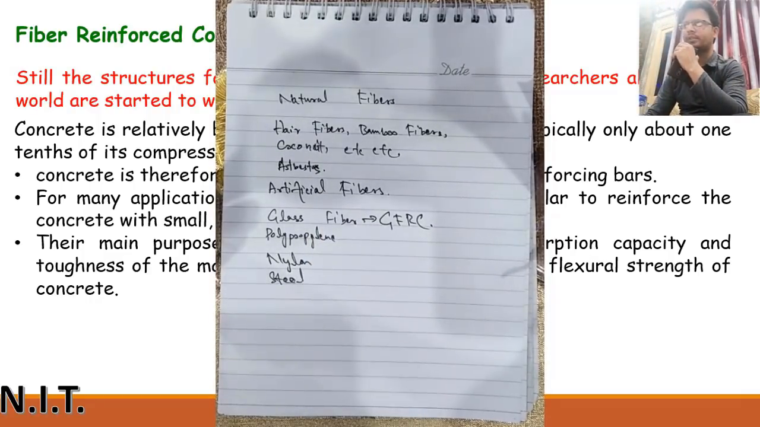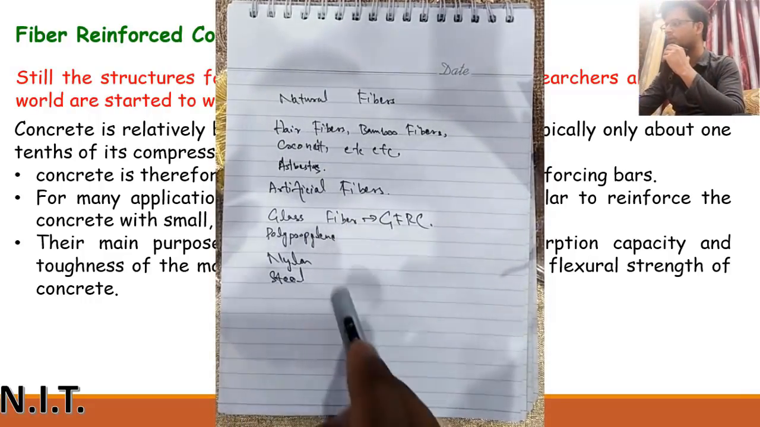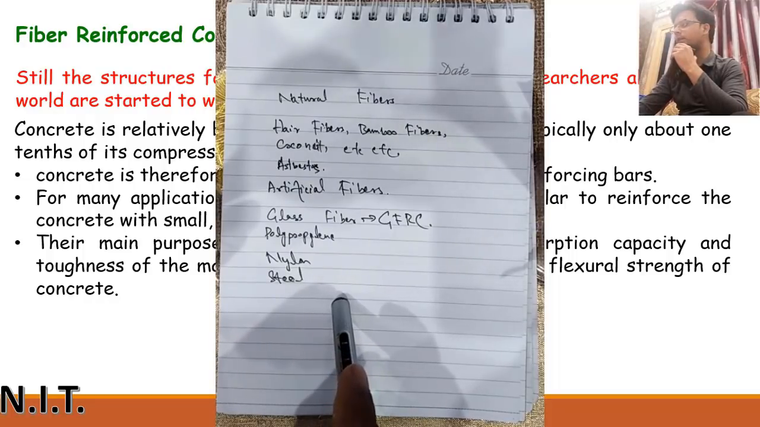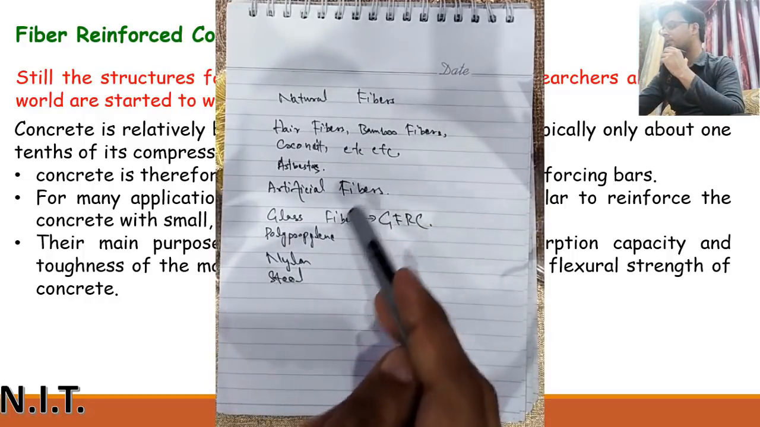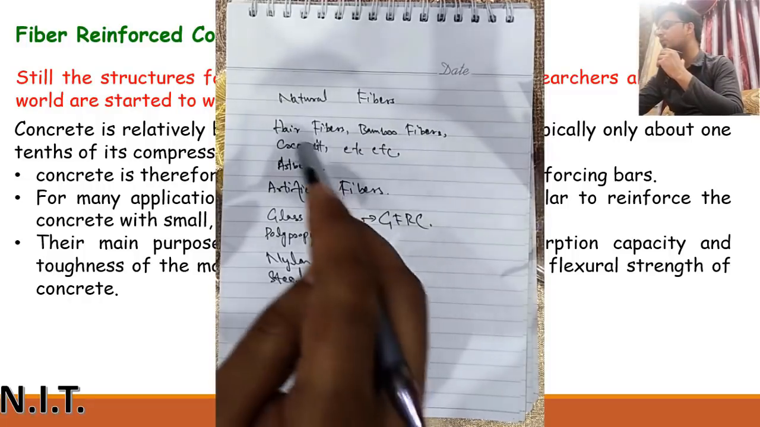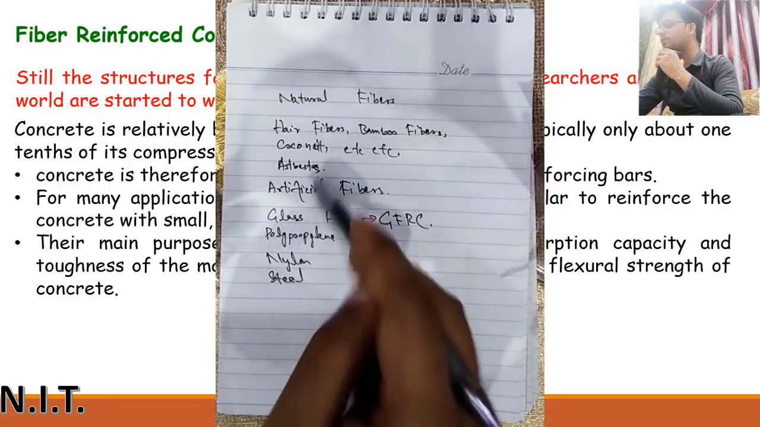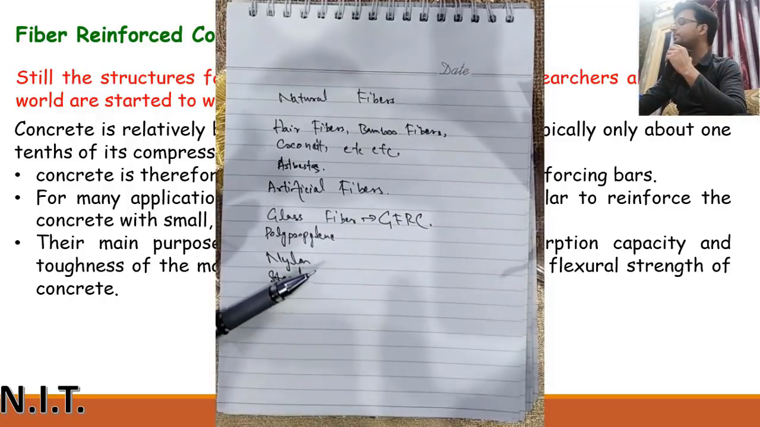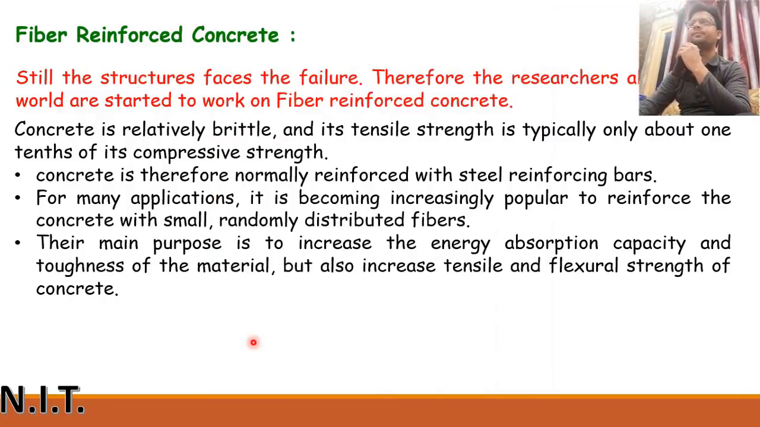So these are the basics. If any kind of question comes in your quiz or paper asking you to name different natural fibers or artificial fibers, what will you do? You will name these different types of fibers. Structures face failure under stress. That's why we need fiber reinforced concrete. Therefore, researchers all over the world have started to work on fiber reinforced concrete.